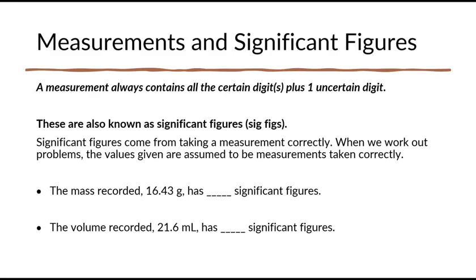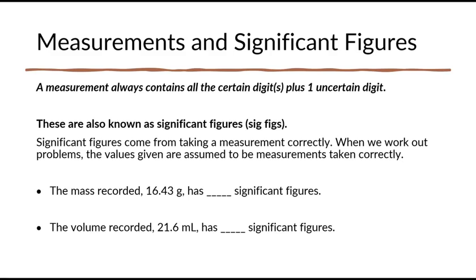Measurements and significant figures. A measurement always contains all the certain digits plus 1 uncertain digit. These are also known as significant figures, or sig figs. Significant figures come from taking a measurement correctly. When we work out problems, the values given are assumed to be measurements taken correctly.